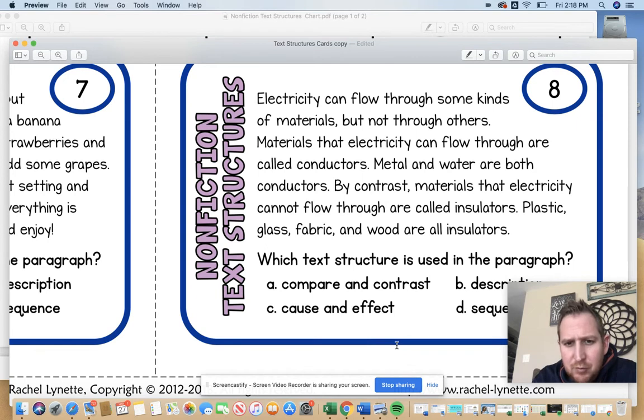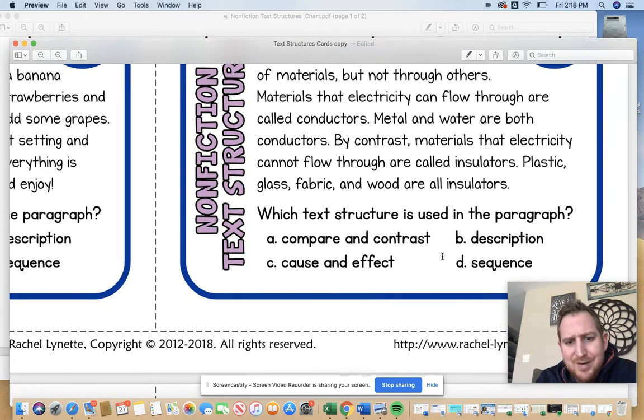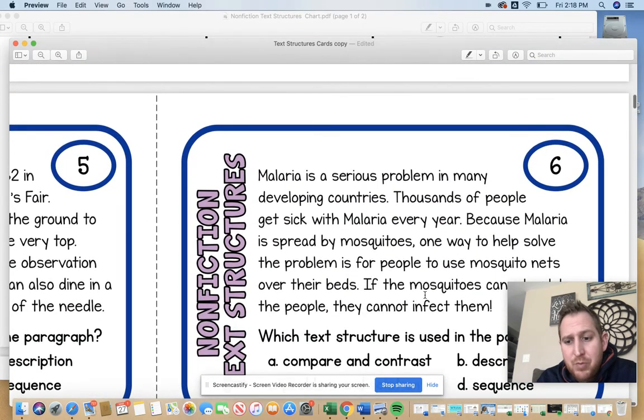So we're talking about 2 different types of materials: conductors, insulators. So our correct answer would be here. We are comparing them. So it would be compare and contrast, similarities and differences. So a little practice with these.